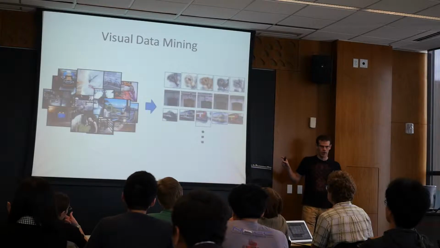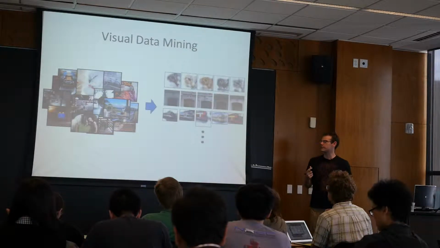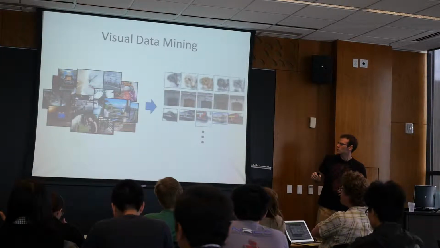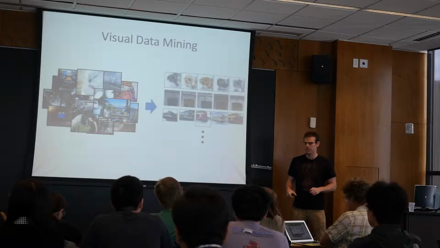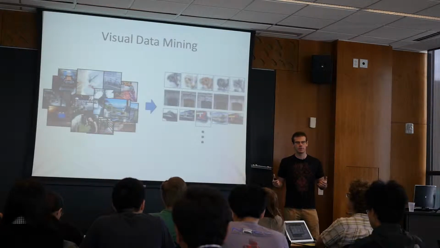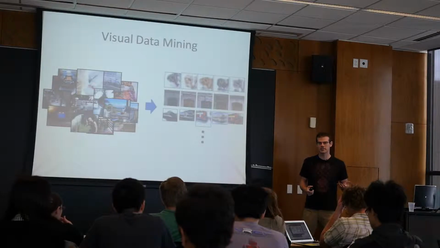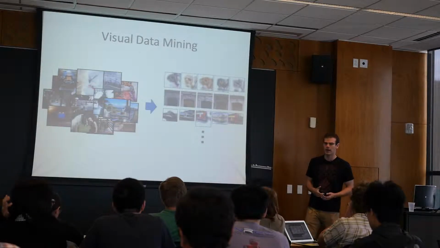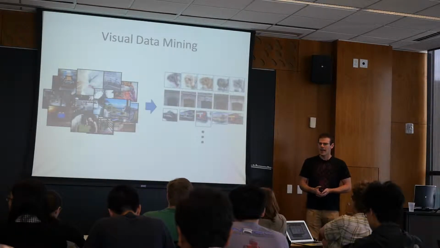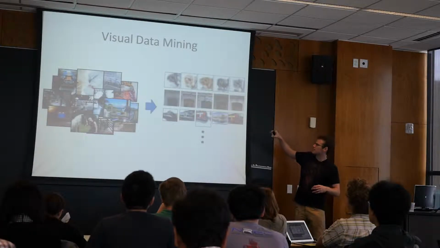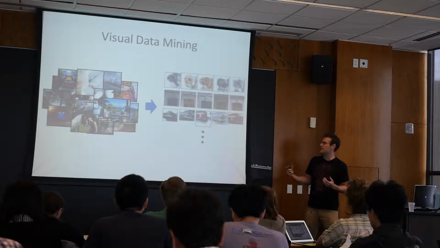So the goal of this talk is to do visual data mining. That means that we start with a huge set of images and potentially any metadata that we can find along with those, like GPS labels or web text. And our goal is to mine out things like this, these sets of patches that depict the same thing.